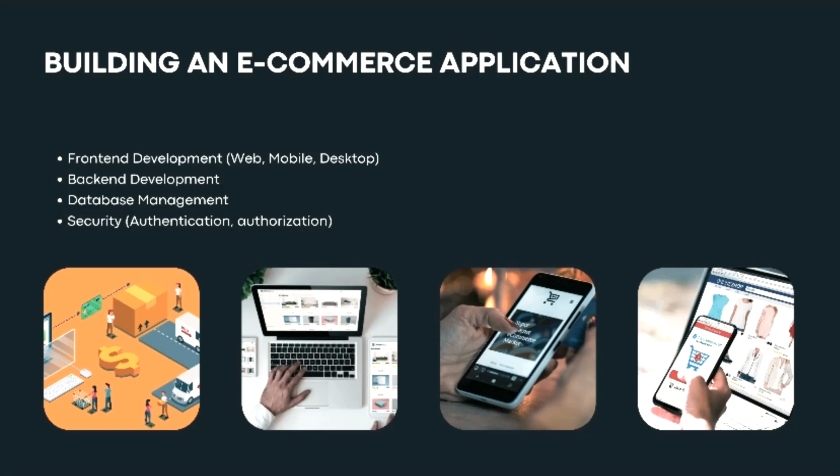These components include user interface. This is the customer-facing part of the website. It is responsible for displaying products, managing shopping carts, and facilitating the checkout process. Then the backend system. The backend handles core functionality like processing orders, managing inventories, handling user accounts. It ensures that everything runs smoothly behind the scenes.